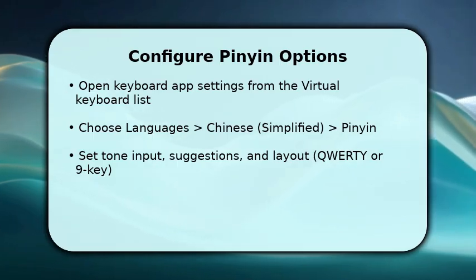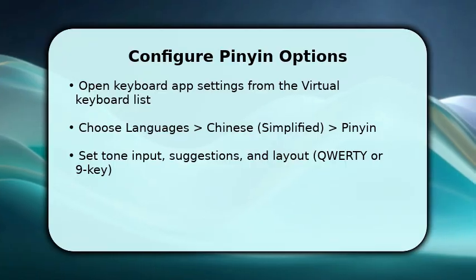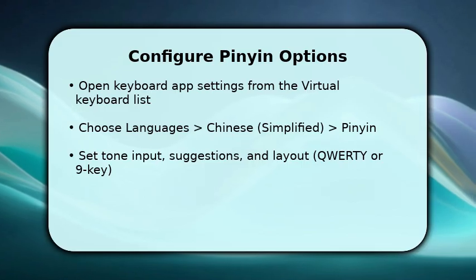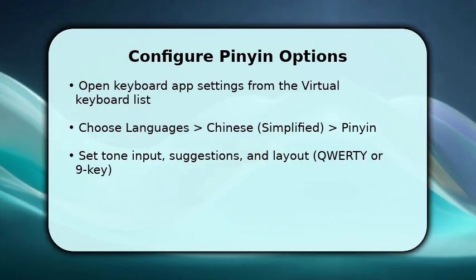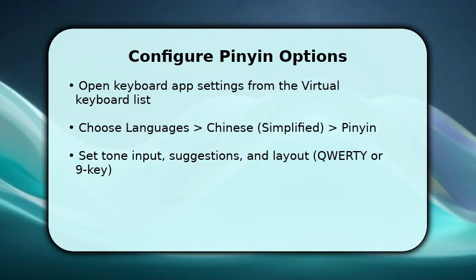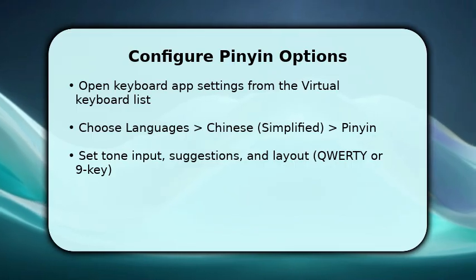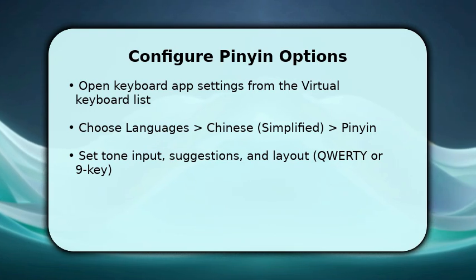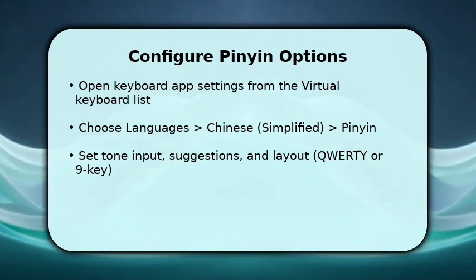Once selected, set tone input on or off depending on whether you prefer numeric tone keys. Adjust suggestion density and layout, QWERTY for typing like a computer or 9-key for one-handed use. These settings control how predictive text prioritizes characters, so tweak them while testing in a Notes app.